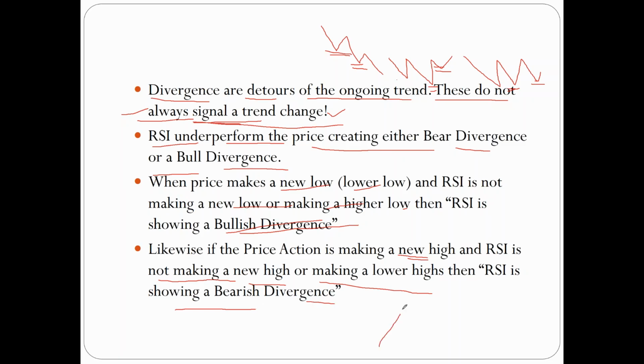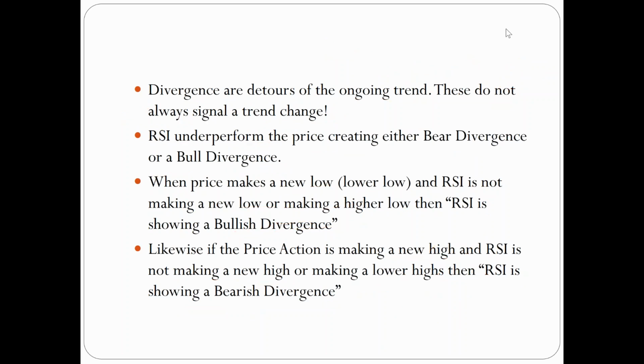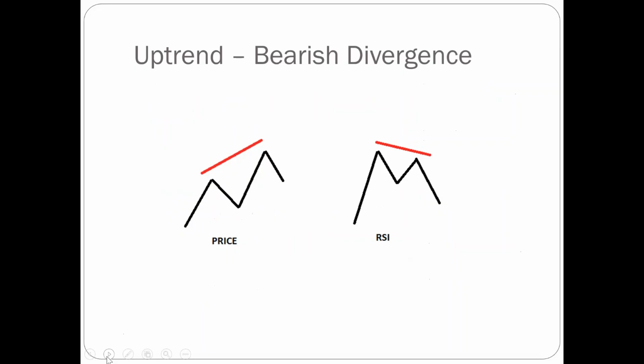That means when the price is moving high or is making a new high, then the RSI does not make a new high. So price is making a new high, RSI is not making a new high. So this is a bearish divergence. Alright. So this is the example of bearish divergence. Price making a new high, RSI doesn't make a new high.